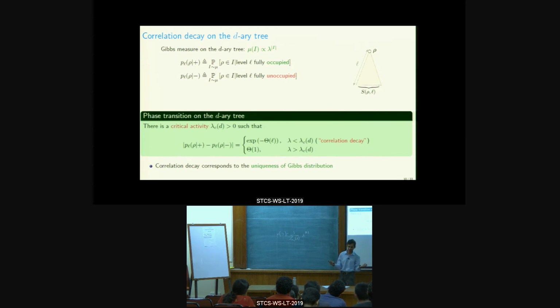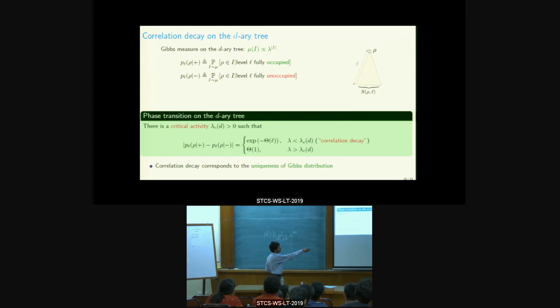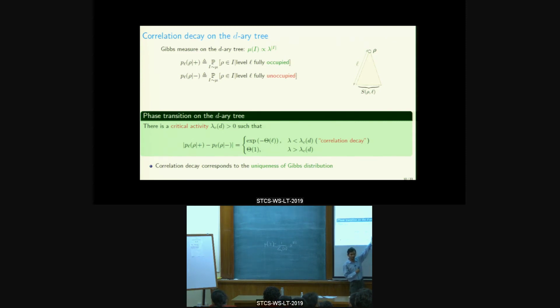These two fixings will produce, by the Gibbs distribution, two different distributions on the upper part of the tree. And you just look at the marginal of this distribution on the root. So you have one marginal, when all the leaves at distance L are fixed to plus, and the other marginal, when all the leaves are fixed to minus.